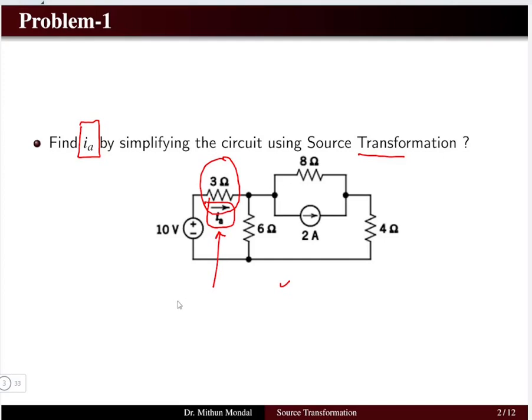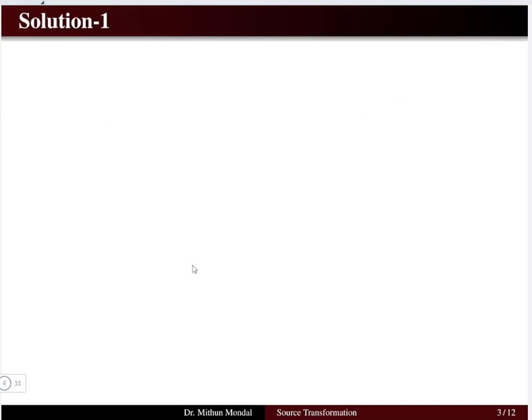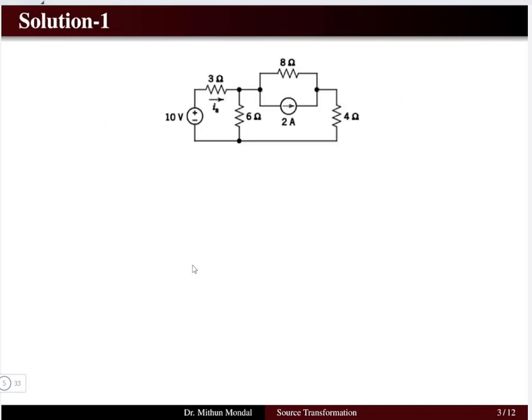You can solve this problem using KVL, KCL, Thevenin's, Norton's, or superposition. However, today's tutorial is based on source transformation, so we are going to solve this problem using source transformation only. You will see that, irrespective of the many theorems available, you are not going to write multiple equations, but you will get the final solution. If you determine this current Ia by the KVL or KCL method, the number of steps will be quite large. However, we'll solve this problem using source transformation.